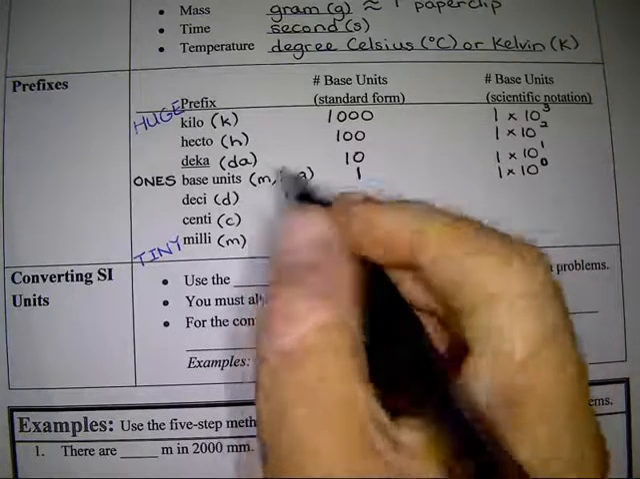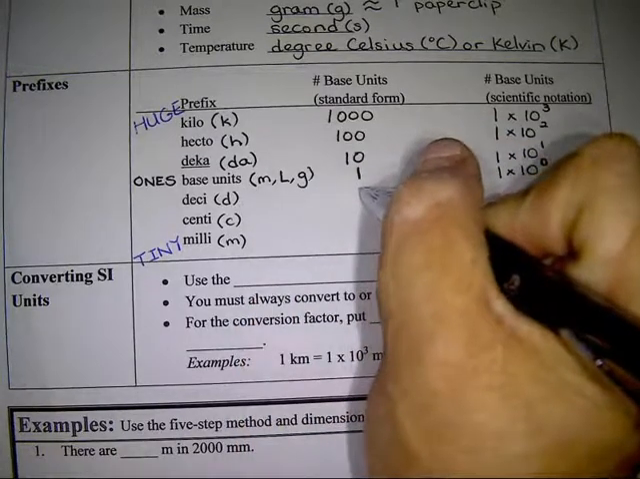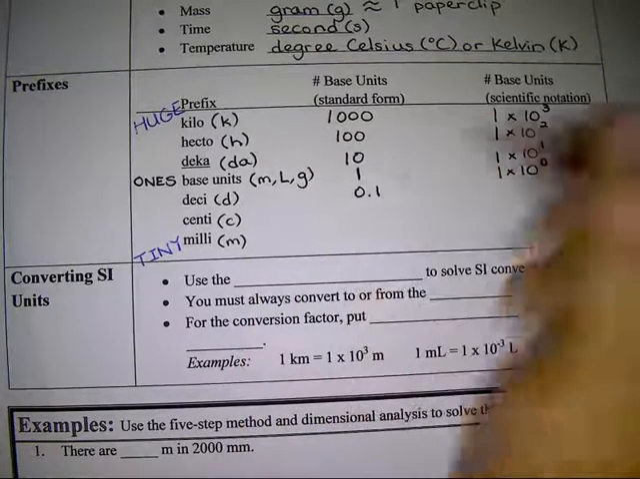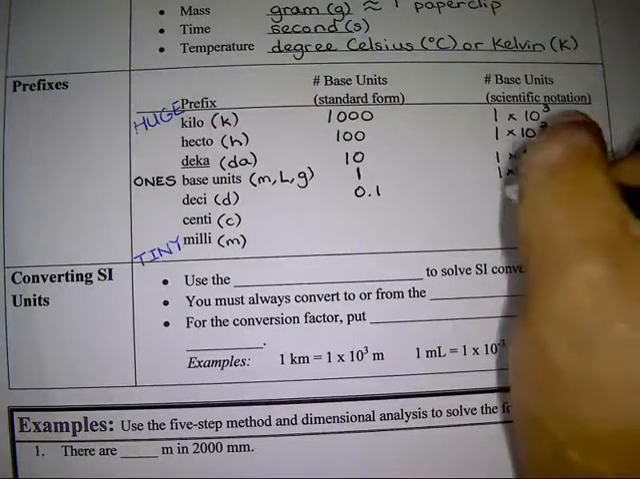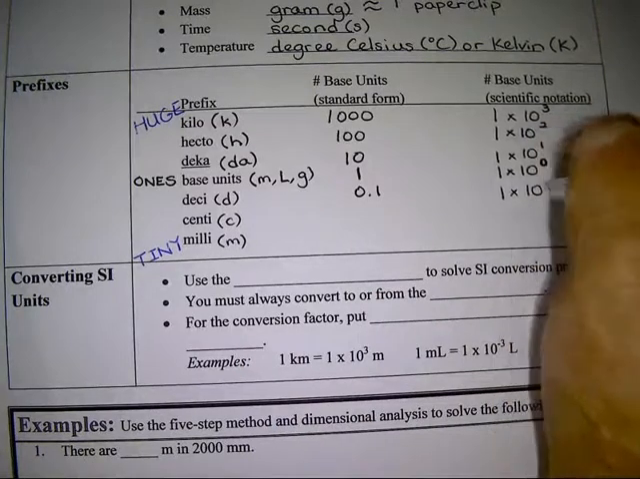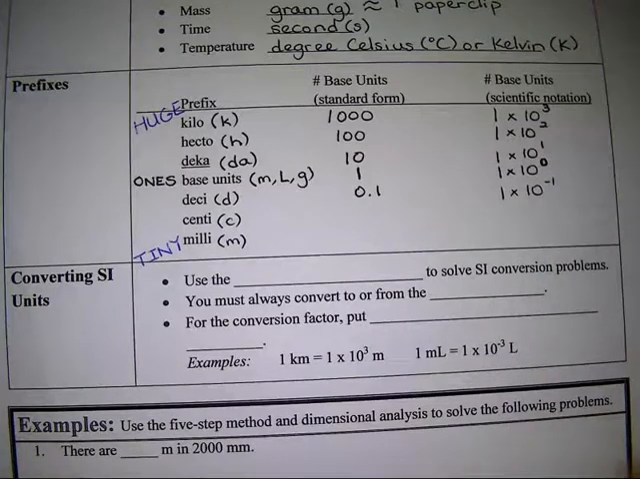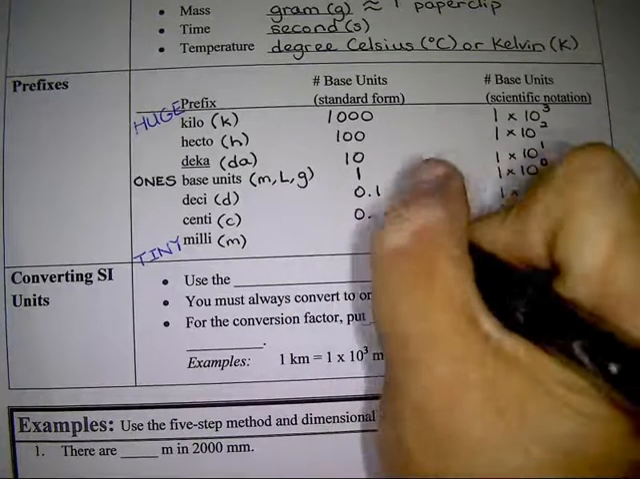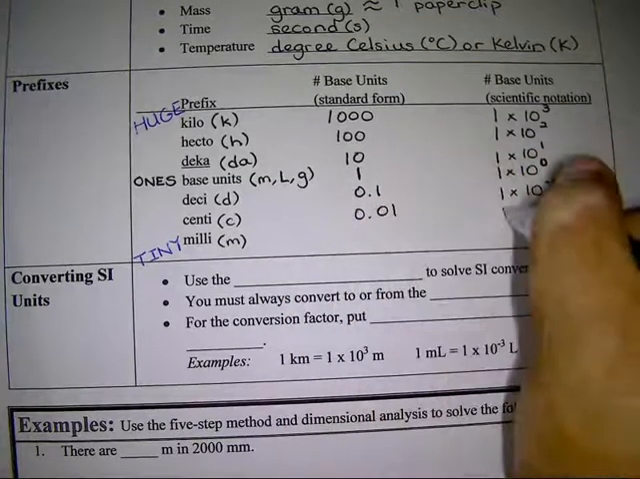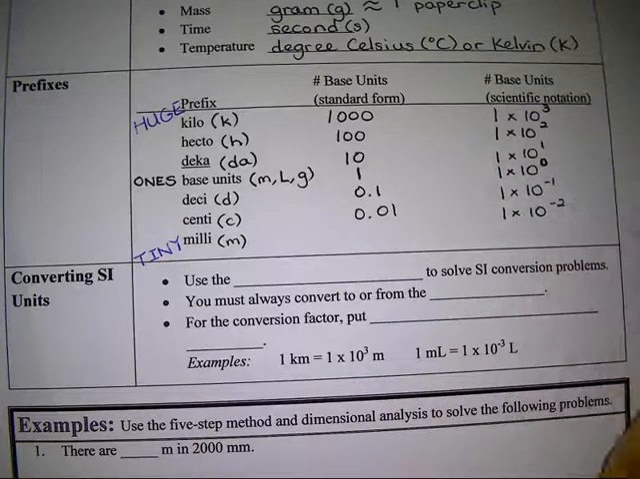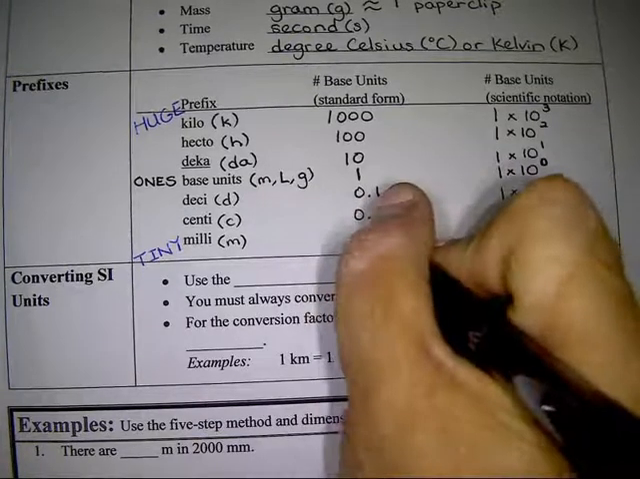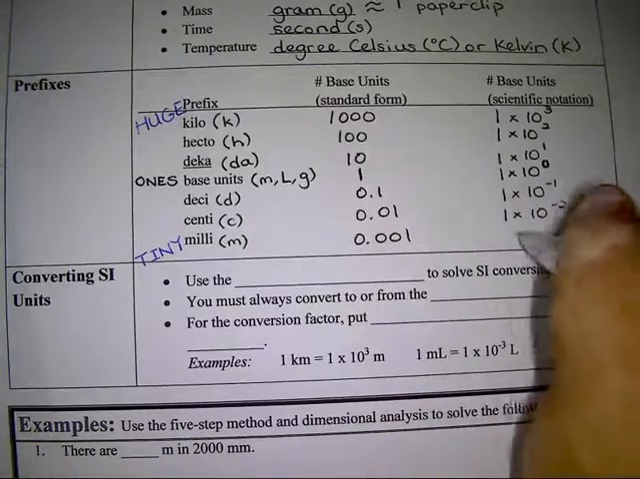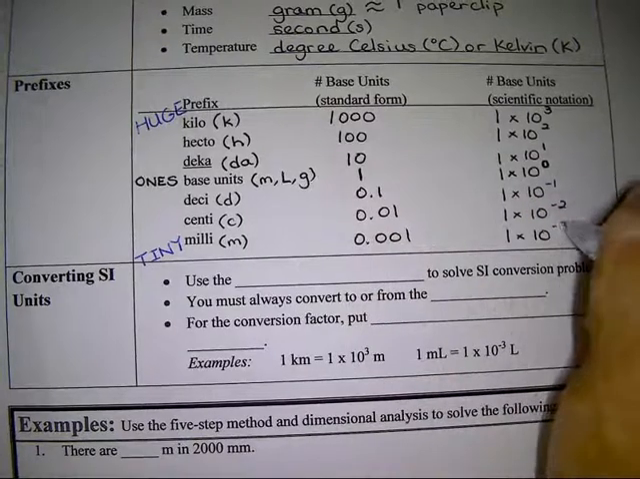Alright, deci, we're going to go on the other end now. Deci is 0.1. So in scientific notation, that would be 1 times 10 to the negative 1 power. Centi is 0.01, or 1 times 10 to the negative 2 power, and milli is 0.001, or 1 times 10 to the negative 3 power.